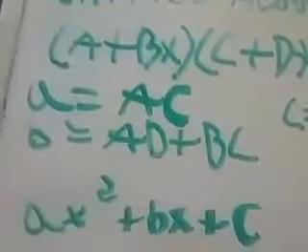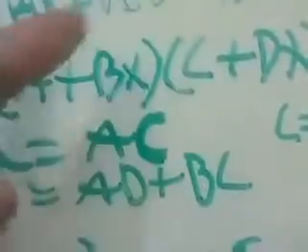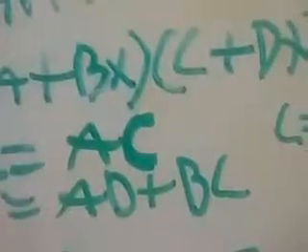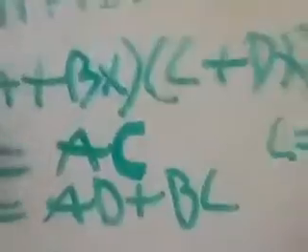But let's take a look at this. If you take A times C, you get AX squared, and you get B times C plus A times D. That'll give you BX, and BD, which is C.